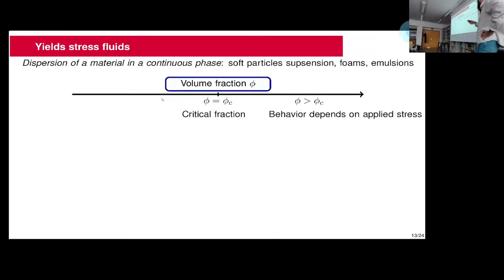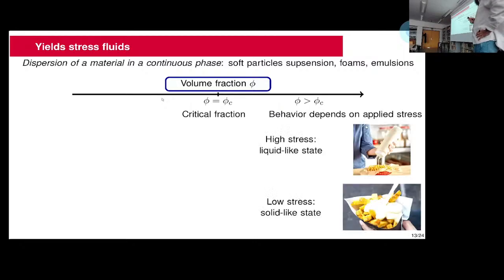Here I take the example of mayonnaise. If you apply a high stress, you have a liquid-like state. When you press on the bottle of mayonnaise, it flows. But if you leave it at low stress, it will have a solid-like state. So we have a jamming transition depending on the level of stress you're applying. Below the critical fraction, such materials behave as a non-Newtonian liquid.